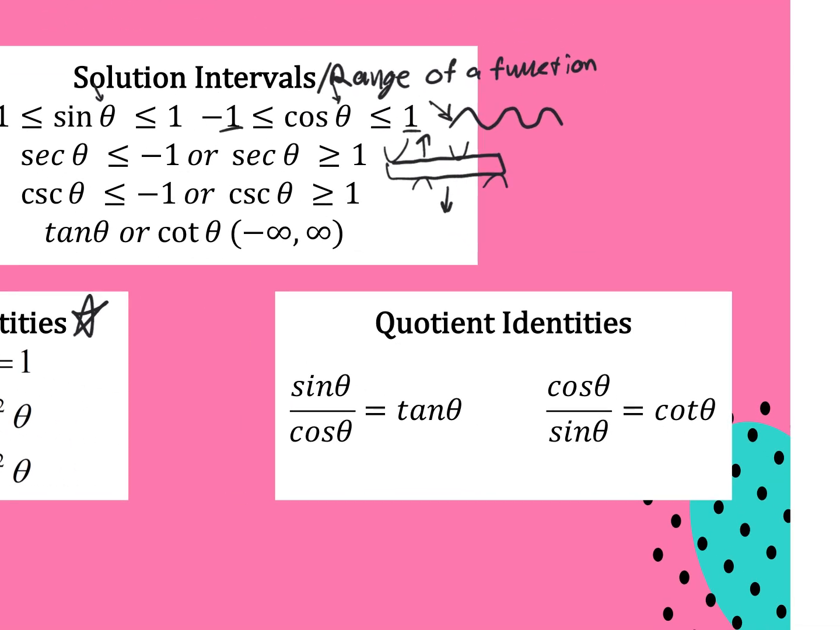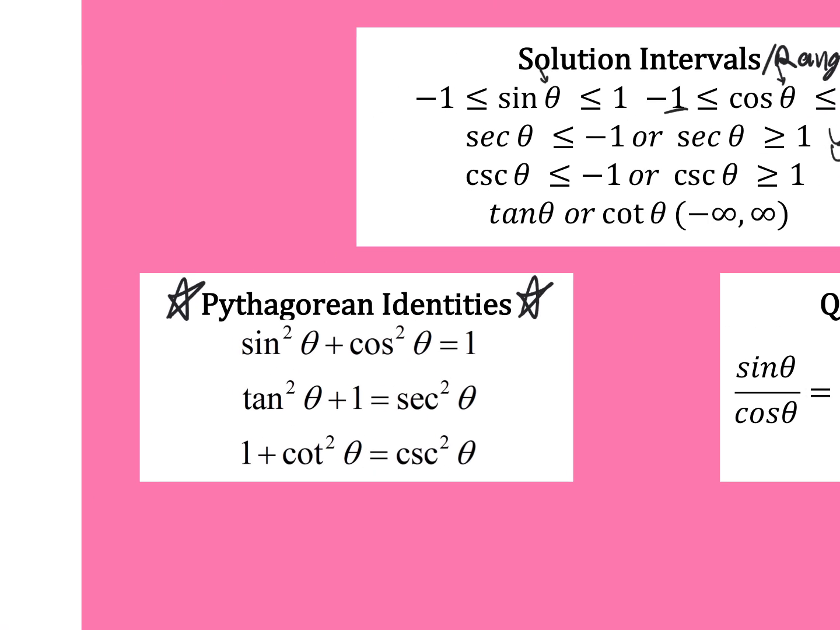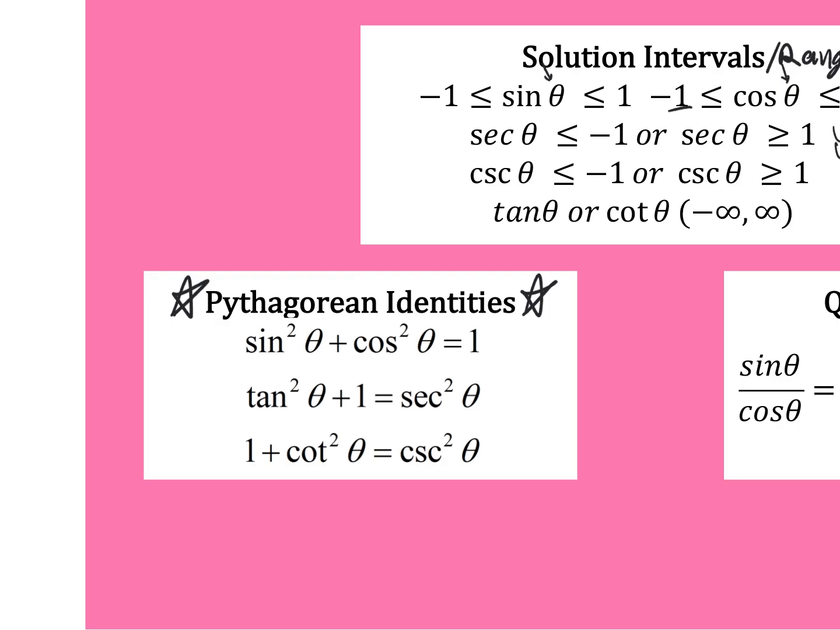The quotient identities just tell you that sine and cosine give you tangent or cotangent. Sine over cosine gets you tangent, and cosine over sine gets you cotangent. We don't really use that one too much in this particular lesson, but what I really want to talk about are the Pythagorean identities. We do use these a lot in this lesson. The next page has a couple problems that use these identities in particular.